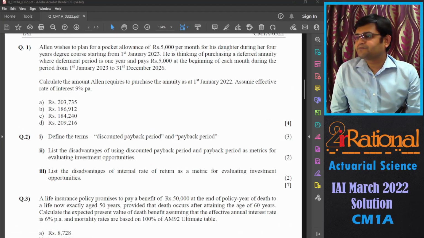Question number 2, define the term discounted payback period and payback period. List the disadvantages of using discounted payback period and payback period as metric for evaluating the investment opportunity, and list the disadvantages of the internal rate of return as metric for evaluating investment opportunities.